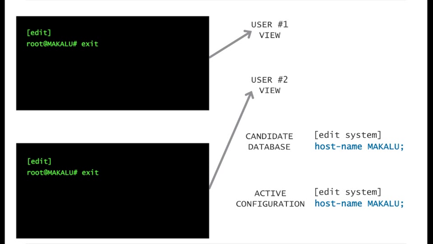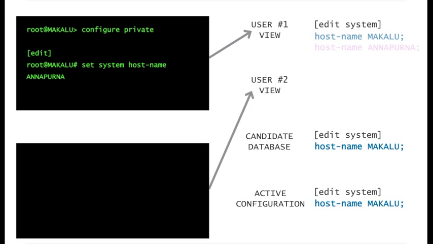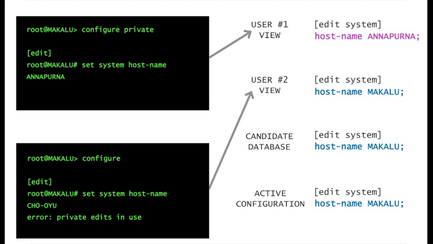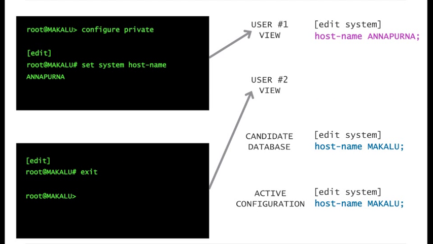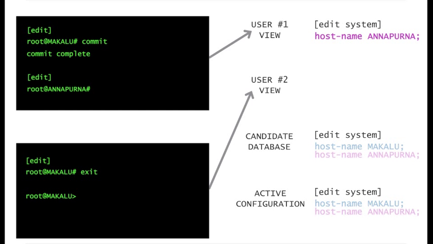Let's see another scenario. User 1 sets a new host name in private mode. Then, user 2 enters the default configuration mode. When user 2 tries to modify the candidate database, it fails to do it because there are ongoing private edits. This is a way to guarantee consistency in the configuration database. Only when user 1 commits the pending changes in its private session can user 2 execute set commands successfully.